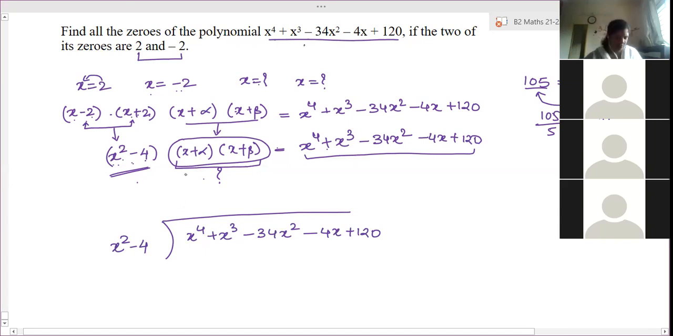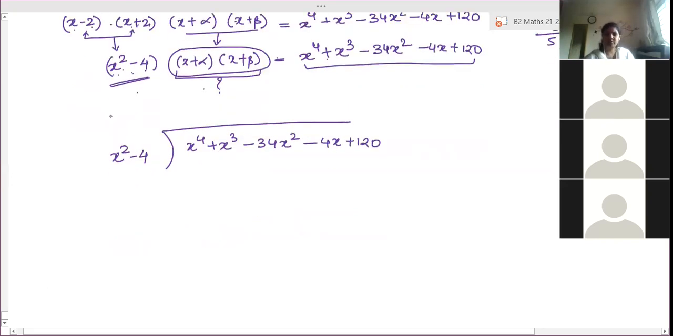First, who will try this division? What will be the first quotient? Ma'am, quotient will be x square. So x square into x square will become x to the power 4. x square into minus 4 is minus 4x square. So here is the x square term, so minus 4x square. And then do subtraction.